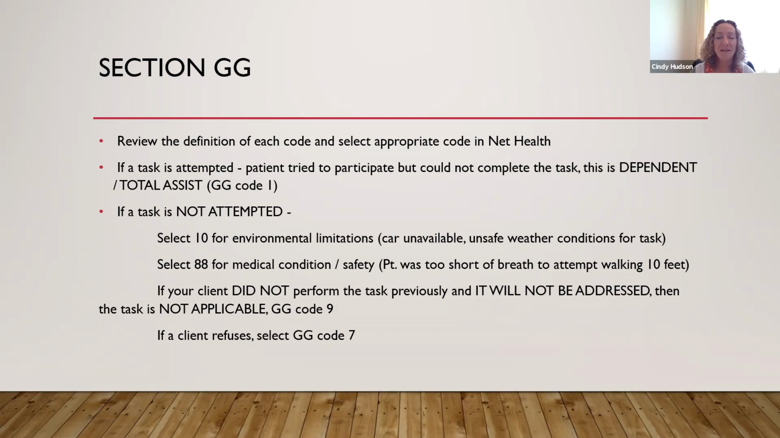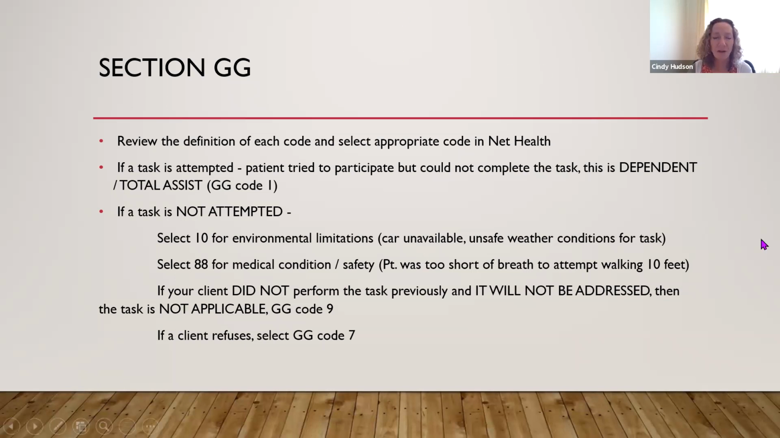is dependent. If the task is not attempted, you want your GG coding to explain why it was not attempted, whether it was for an environmental limitation, safety concern. Remember that if they did not do the task previously and they're not expected to do it in the future, that's the section GG definition of not applicable, which is a little bit different than how it's defined in NetHealth. But remember, only score 9 if it is truly not applicable. They didn't do it before, they're not going to do it in the future. Again, if the person completely refuses the task, then it's a 7.